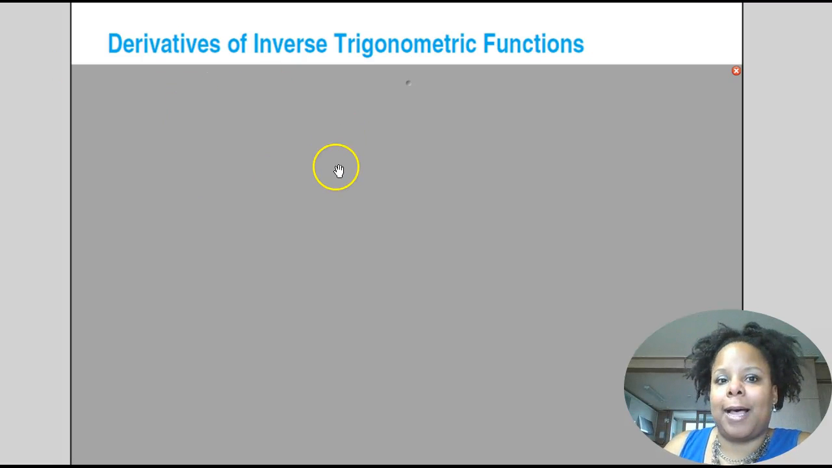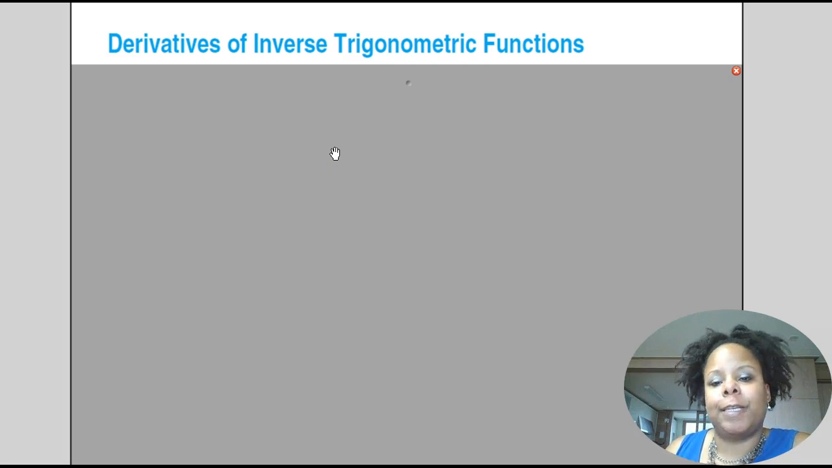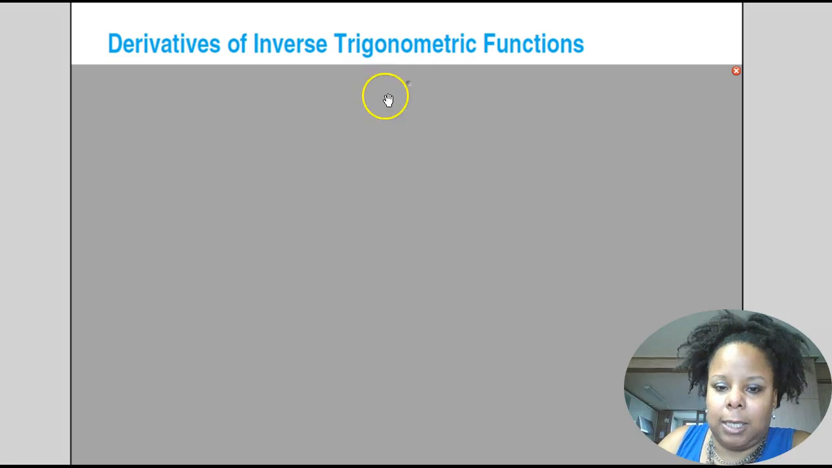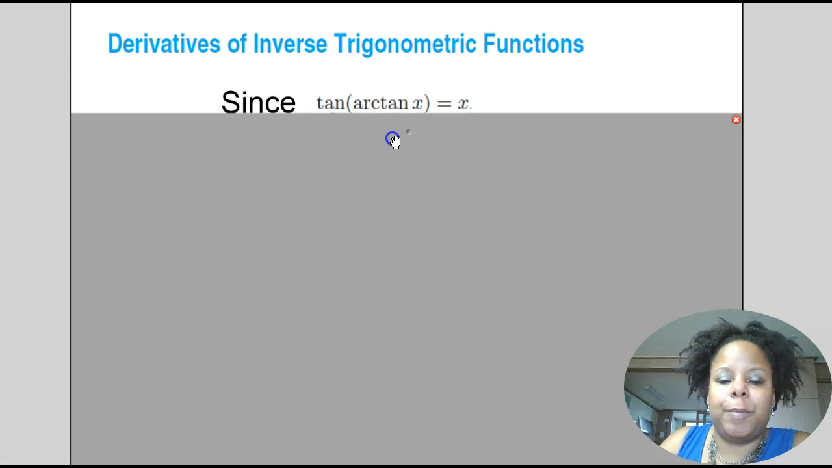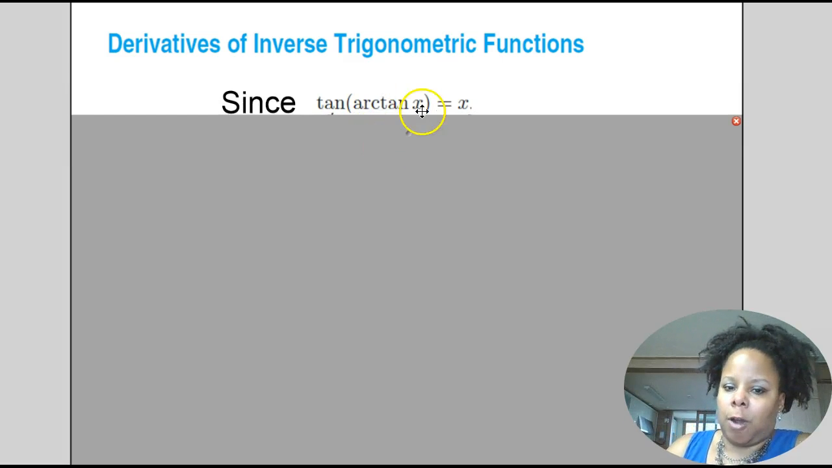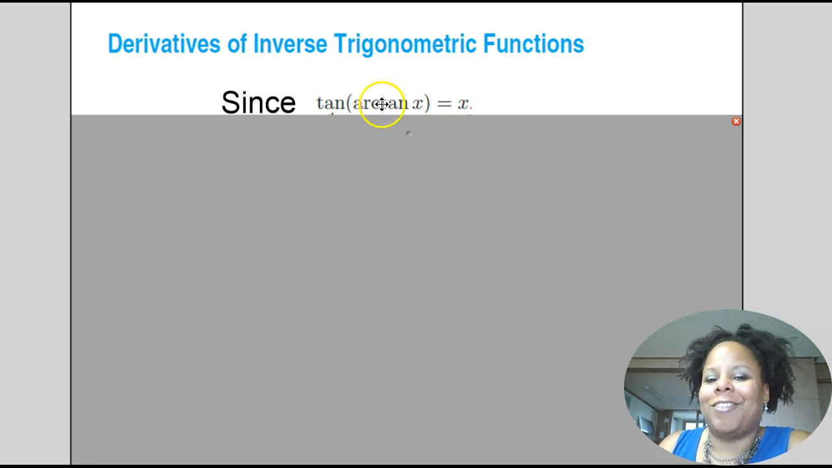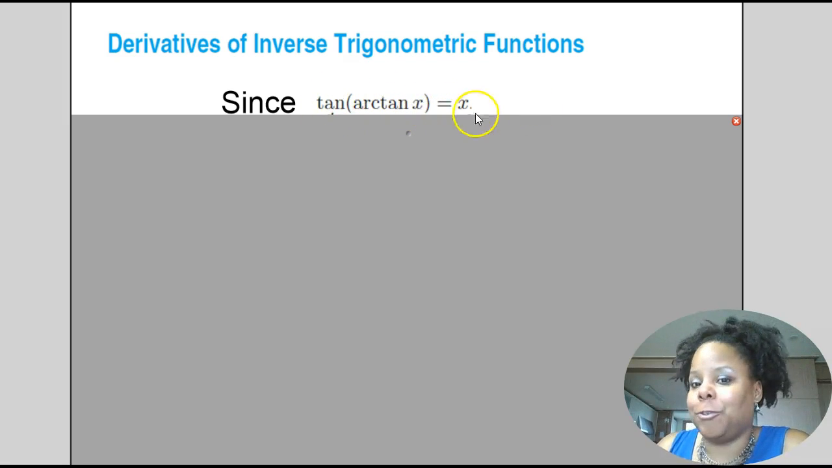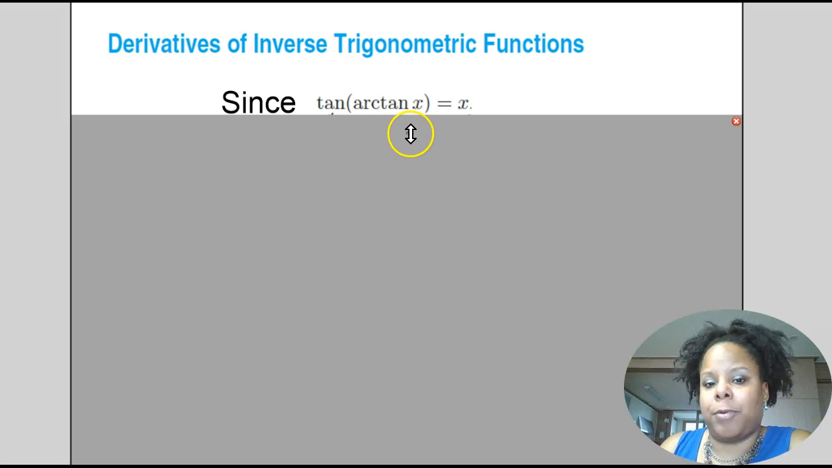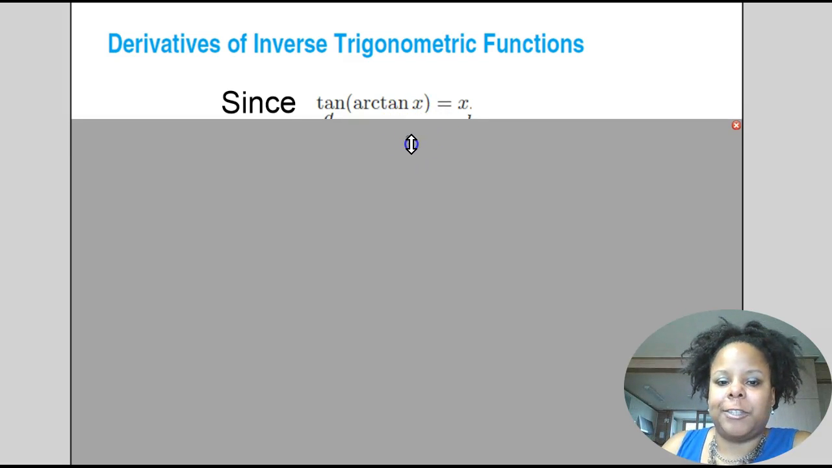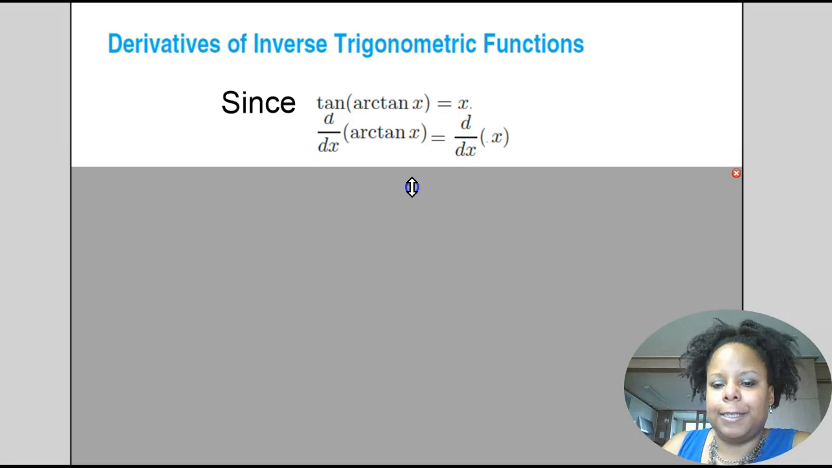So let's actually apply this idea to find the derivative of inverse trig functions. If you remember, the tangent of arctan, and if you aren't familiar with the terminology arctan, it's really the same thing as tan inverse. So the tan of arctan of x is equal to x, and that's just inverse properties. So let's take the derivative of both sides.